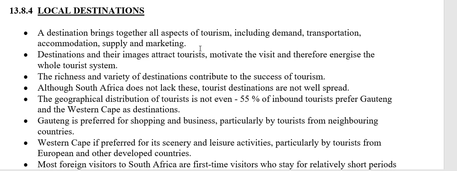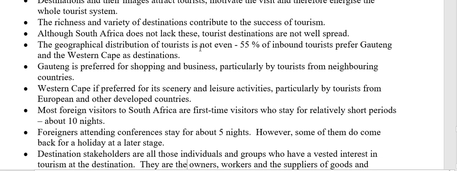So obviously, the variety of destinations that we have contributes to us having a successful tourist industry. There's a lot of variety in terms of our destinations, different kinds of tourism that people can come and experience here. But now, our tourist destinations are not equally spread around the country. There are certain areas that are more suited for tourism, that tourists tend to prefer to go to. So the geographical distribution of tourists is not necessarily even. People don't go all around South Africa.